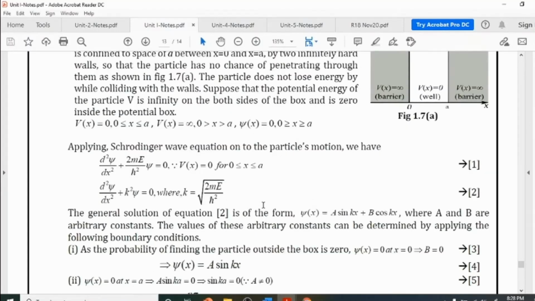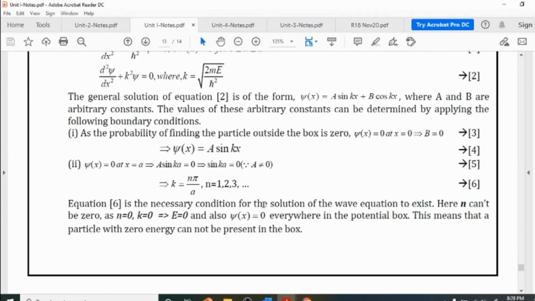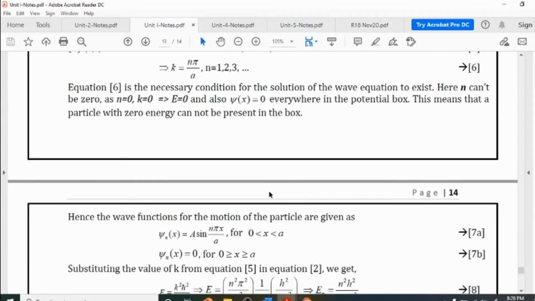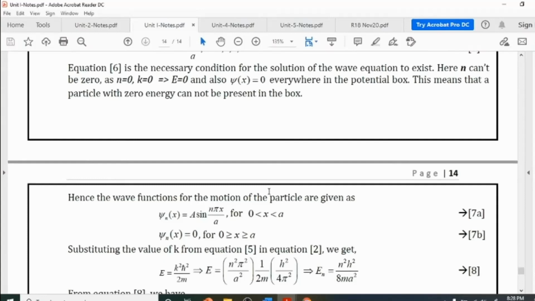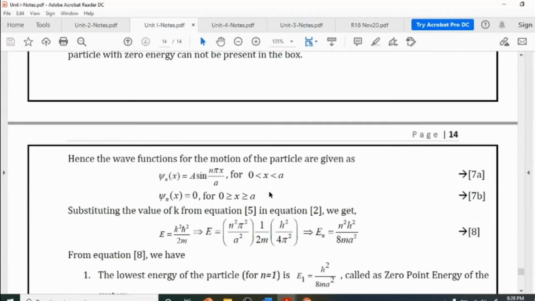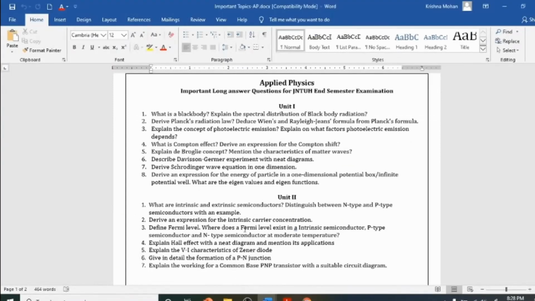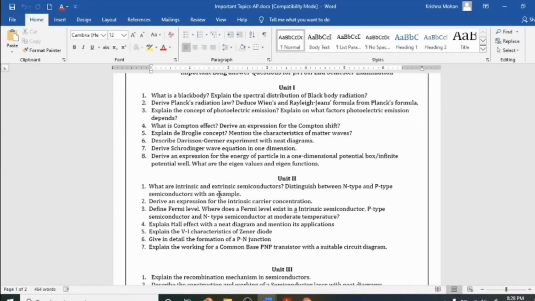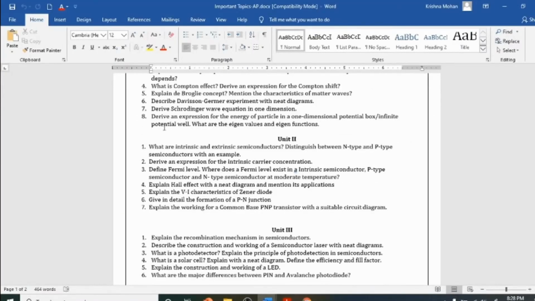So you can have a clear idea about particle in a one-dimensional potential box, and if asked only, you need to write it down. Generally he is asking us about the energy, so derive an expression for energy. There is a question here, the 8th question, if you just have a look at it: derive an expression for the energy of the particle in a one-dimensional potential box of n, and then write eigenvalues and eigenfunctions. I would show you the answer now.